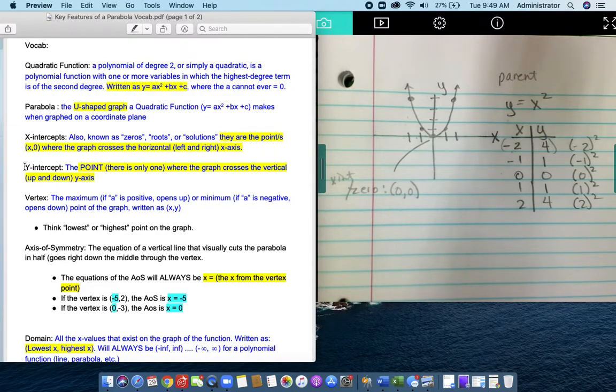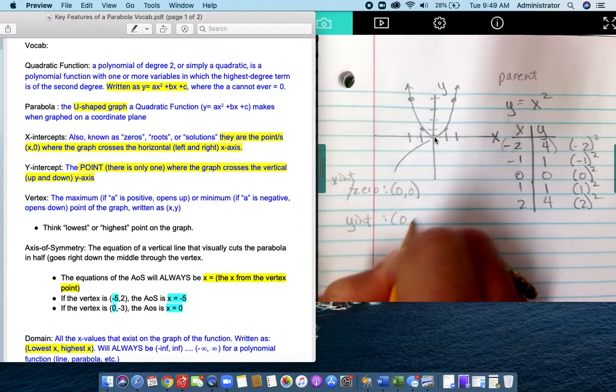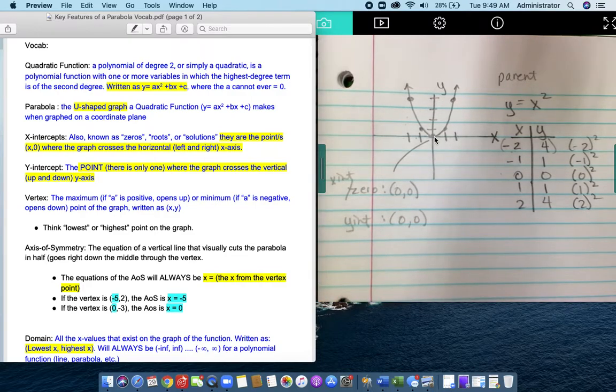Next, vocab y-intercept. Now, of course, you're writing down, so guys, feel free to pause it at any time. So y-intercept, it is the point, and there will only be one, where the graph crosses the vertical y-axis. So vertical is up and down. So I've got up and down in here and highlighted in your vocab, but this is our y-axis. So it is the point where it crosses the y-axis. Well, in this case, our y-intercept is also 0, 0.